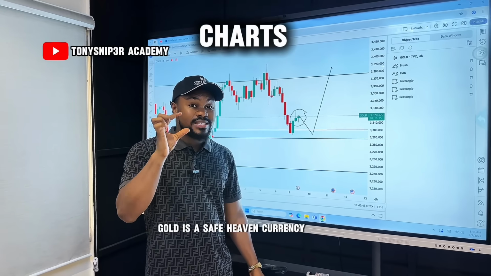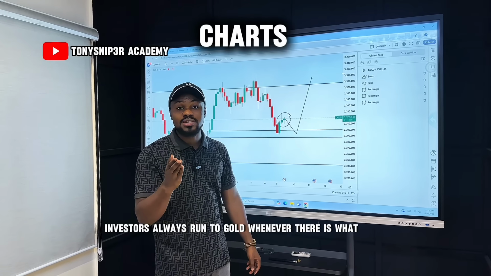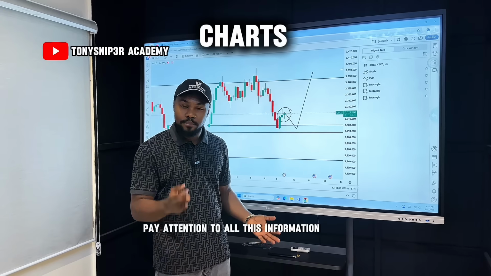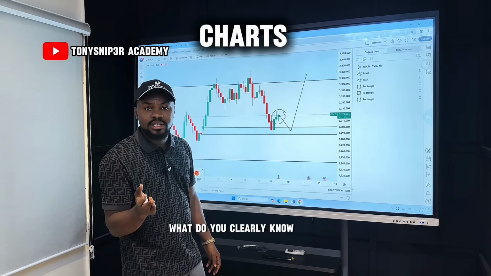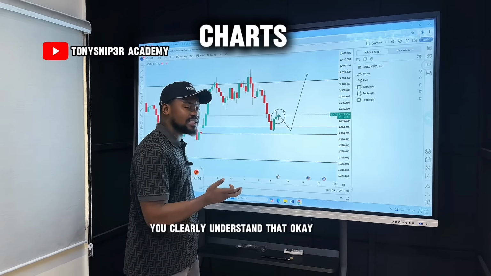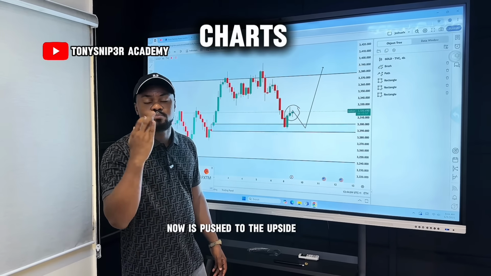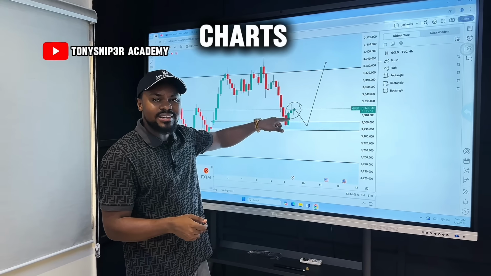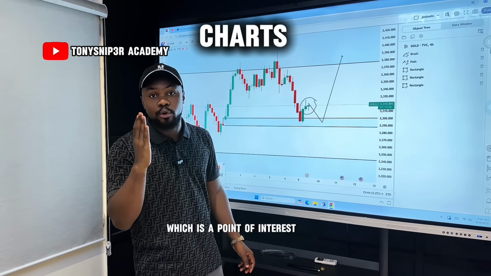Remember, gold is a safe haven currency. Investors always run to gold whenever there is what? There's an uncertainty. Whenever they are not sure on where to invest in. Okay, pay attention to all this information. So with that information, what do you clearly know? You clearly understand that, okay, what I should be looking forward to on gold now is push to the upside. But at the same time, I want to see these markets react at a good key level, or a POI, which is a point of interest.